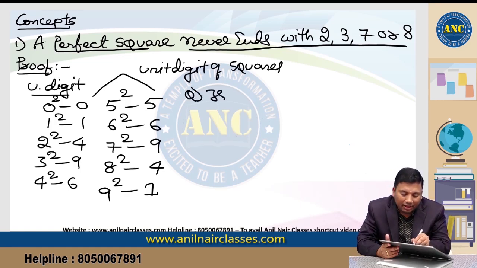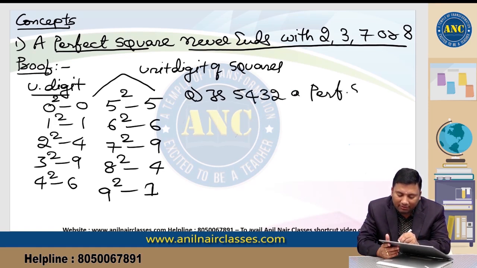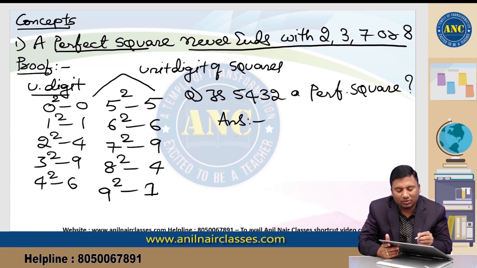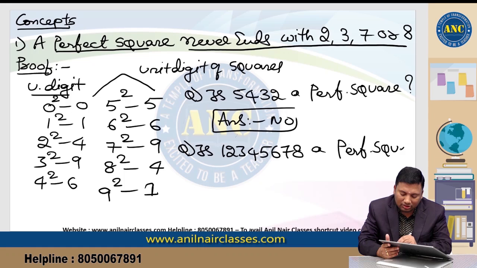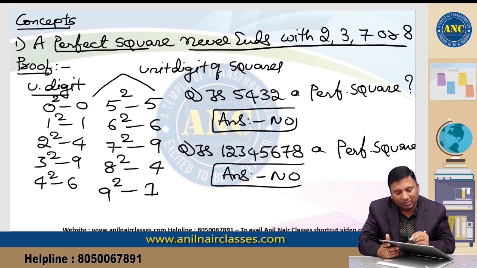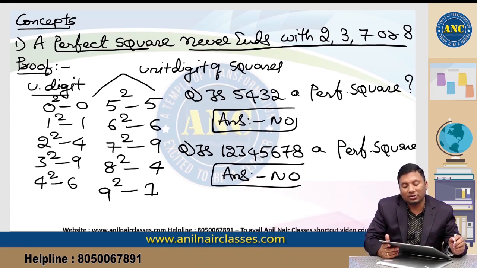For example, is 5432 a perfect square? The answer will be no, because a perfect square will never end with 2, 3, 7 or 8. I hope the idea is clear. Is 12345678 a perfect square? A perfect square never ends with 2, 3, 7 or 8. Therefore the answer is no. First concept is based on a perfect square. A perfect square never ends with 2, 3, 7 or 8. These are simple applications; once we do problems, you will understand how to use it.